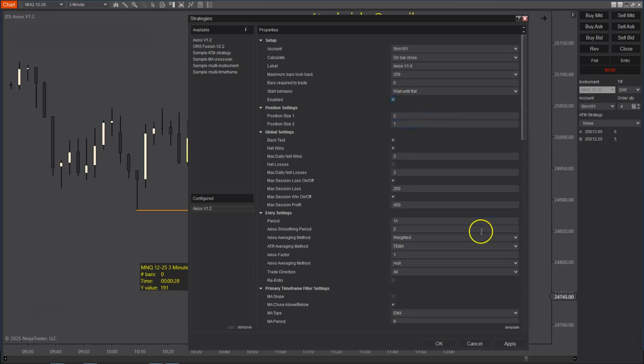Let's see one more time what this template was. 450, 250. Can we get away with 200? Let's see if we can get away with 200.